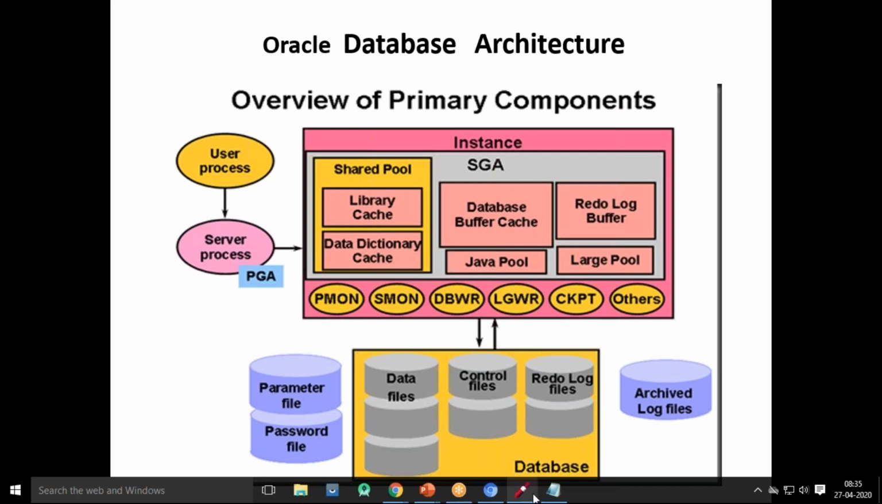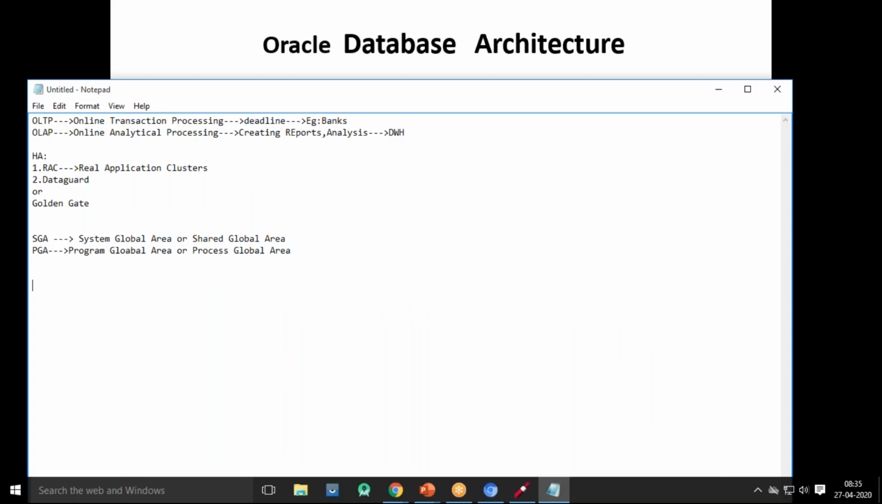Okay. So the SGA contains the components called: first one is shared pool, second one is DBBC, third one is RLBC, fourth one Java pool, fifth one is large pool. Okay.